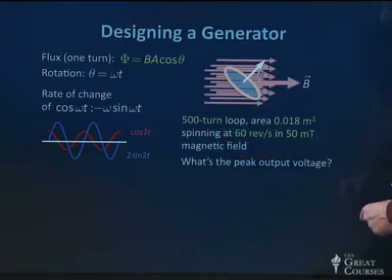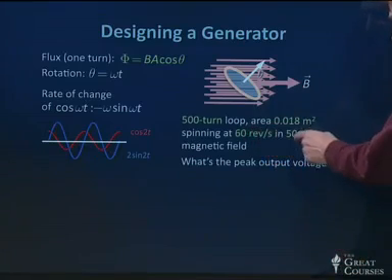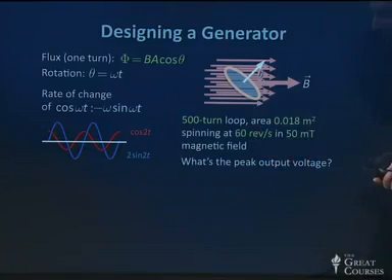It's spinning at 60 revolutions per second, an important number because that will make it generate 60 hertz alternating current, which is the kind of electricity we use in North America, although a real generator might have multiple coils and so it might be spinning faster. It's in a 50 millitesla magnetic field, and we want to know what its peak output voltage is.